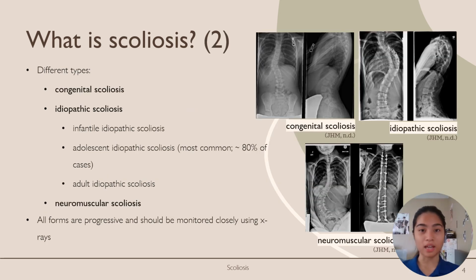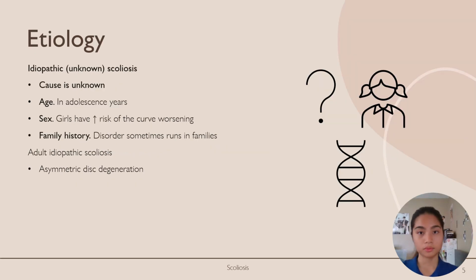There are three different types of scoliosis: congenital scoliosis, idiopathic scoliosis, and, depending on the time and age of diagnosis, whether it be infantile, adolescent, or adult. Adolescent idiopathic scoliosis is the most common type, as it covers about 80% of all scoliosis cases. And then lastly, there's neuromuscular scoliosis. All forms are progressive and should be monitored closely using x-rays to check if there's any progression of the spinal curve.